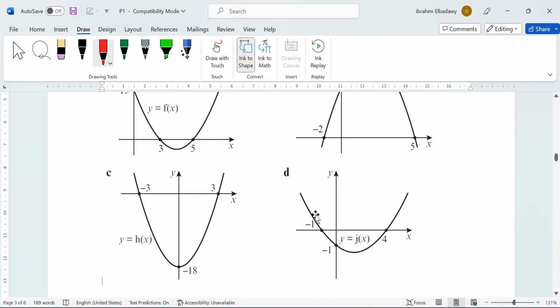I leave D for you to try by yourself and understand how you can get the answer. In the beginning, step number 1, you have to use the x-intercepts. After getting the x-intercepts, which are x equal to negative 1 and x equal to 4 in case of D, you have to get the factors.